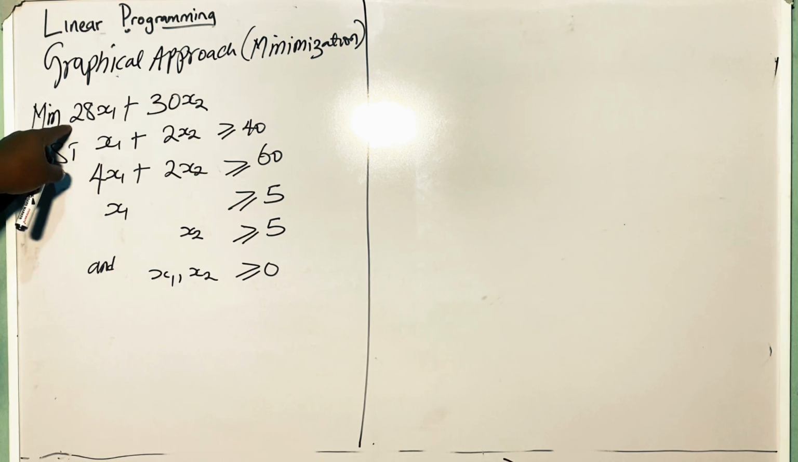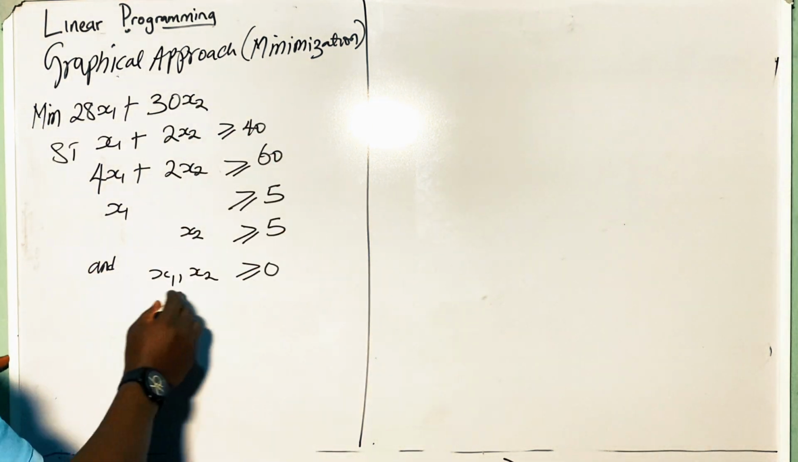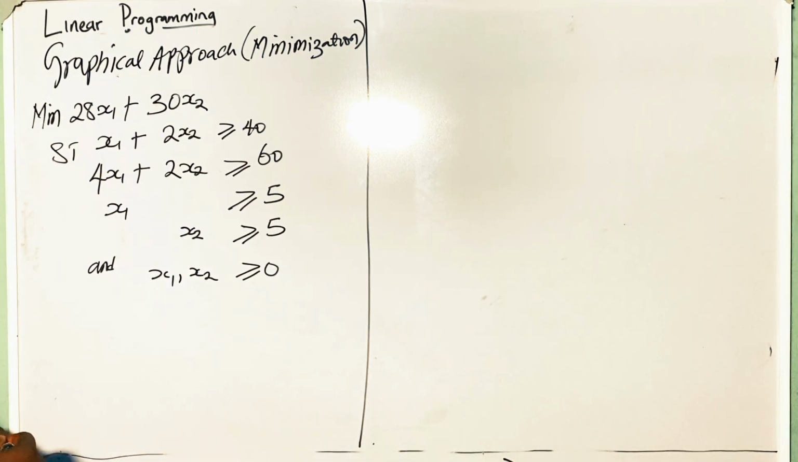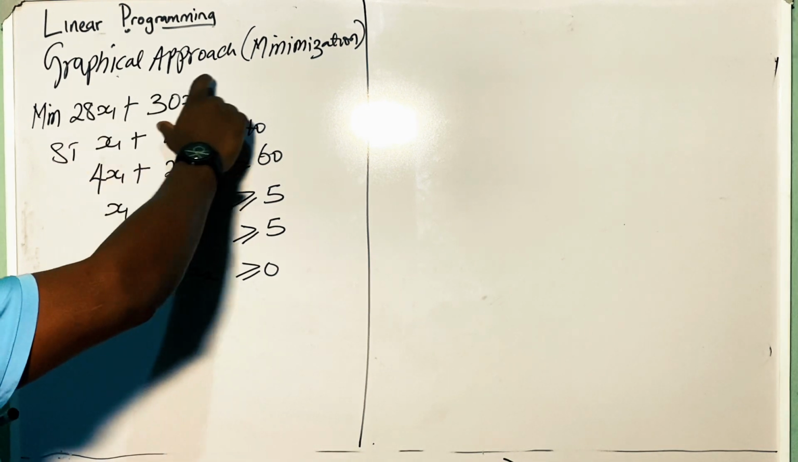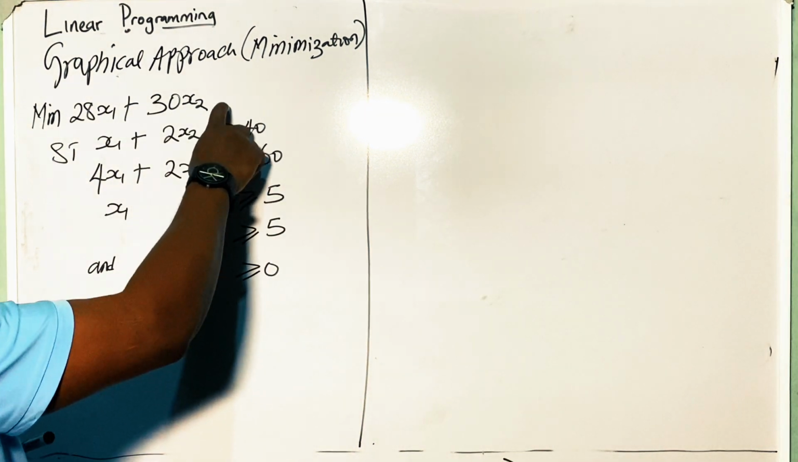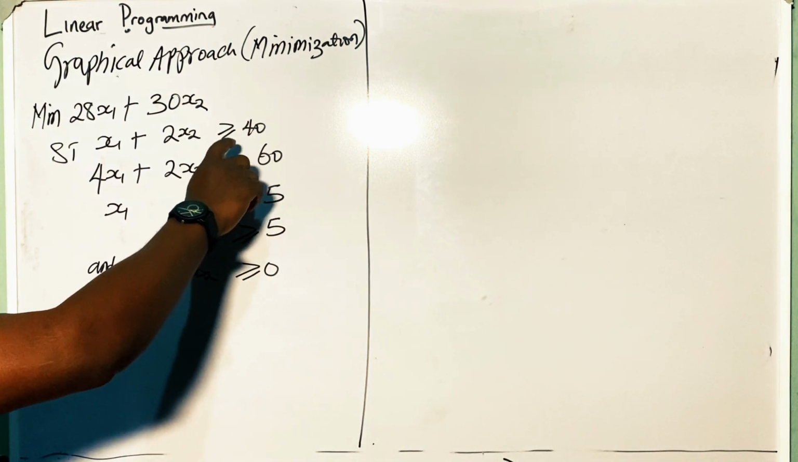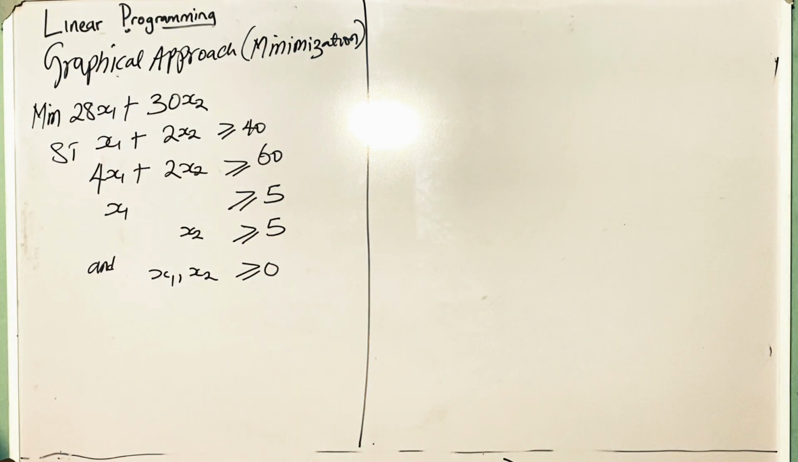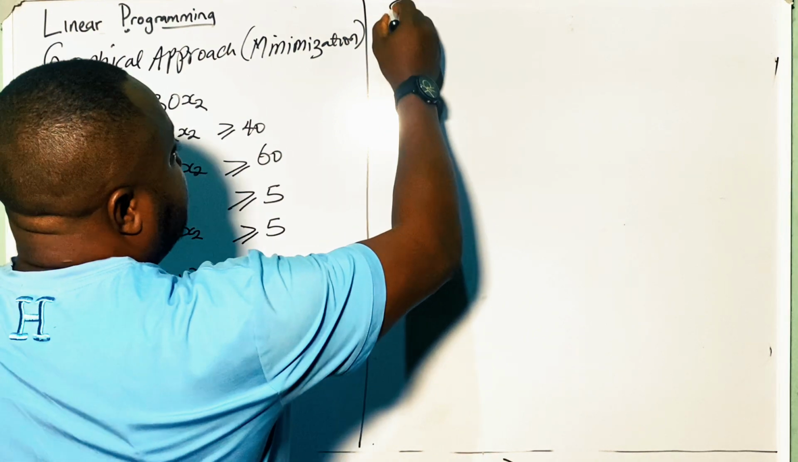You can see the objective function, a set of structural constraints, and non-negativity constraints. You would have noticed that for our minimization case, we have majorly the greater than or equal to signs. So we'll quickly do that.